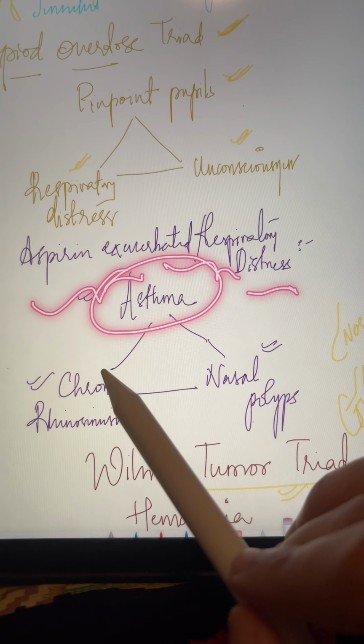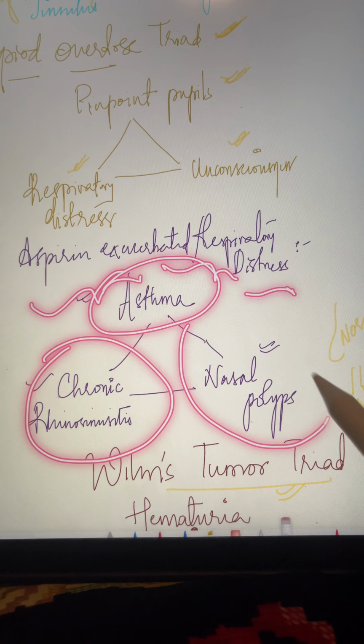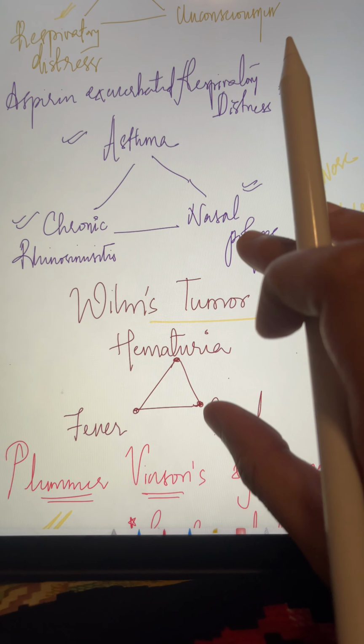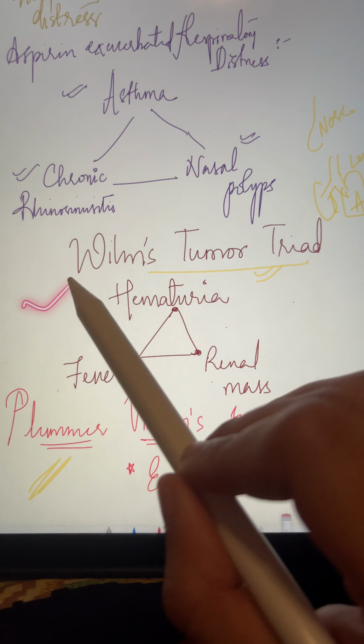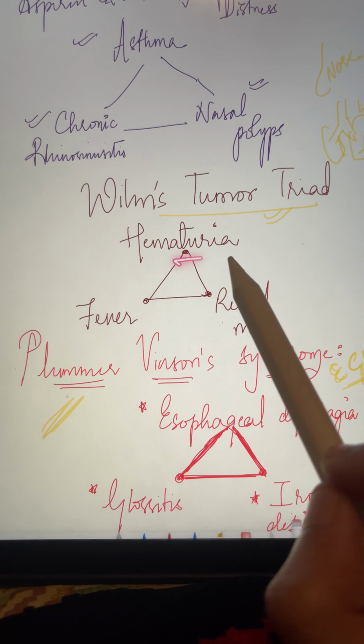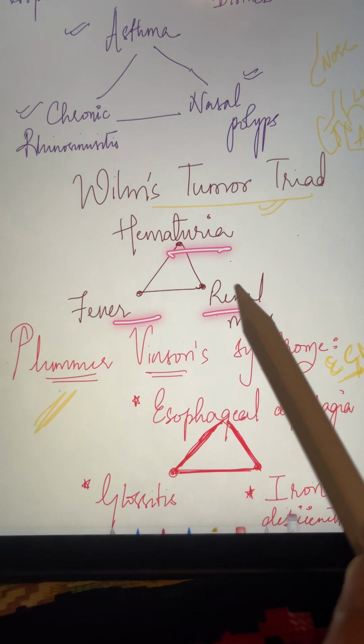We have asthma and the involvement of the nose, which includes nasal polyps and chronic rhinosinusitis. This was about the ENT pathologies, ENT triads. Next we have the Wilms tumor, which includes hematuria, fever, and renal mass.